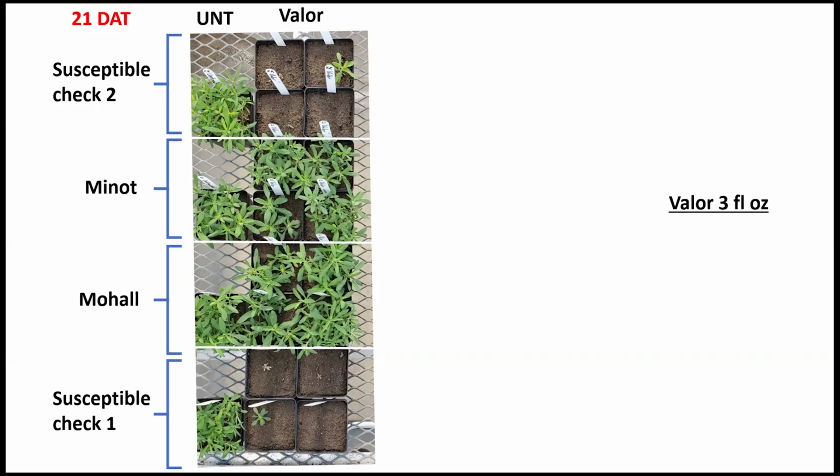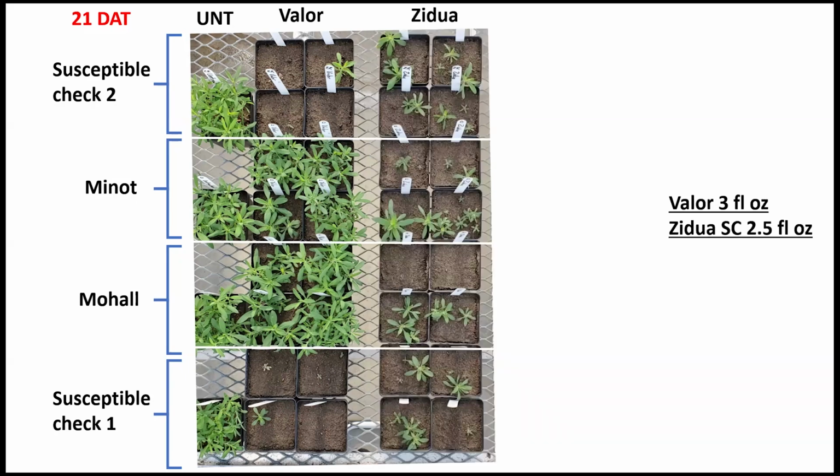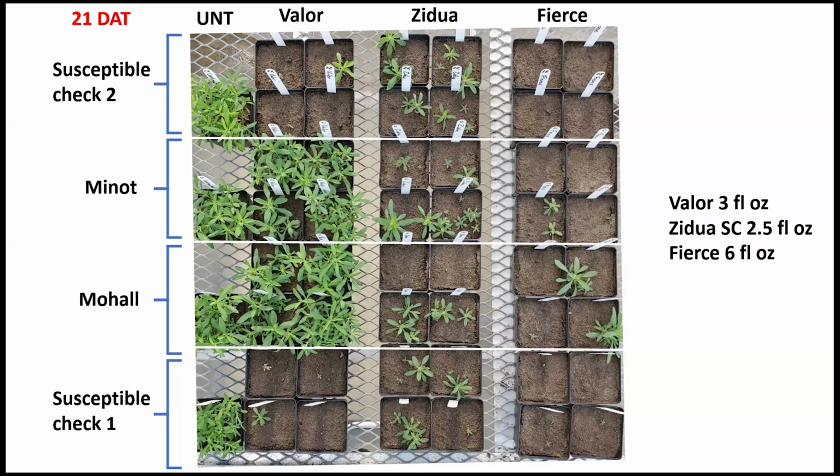But they also provided some more information. So what about Zidua, 2.5 fluid ounces? Graphs are set up the same. So even with our susceptible check, Minot, Mohall, and then the other susceptible check, it's not great. Looks a whole heck of a lot better than Valor on the resistant populations, but it's not great. What about a mixture? What about that Valor flumioxazin and Zidua pyroxasulfone? What if we were to mix it together and say something like Fierce? How would that look?